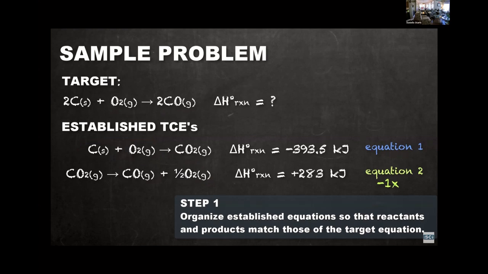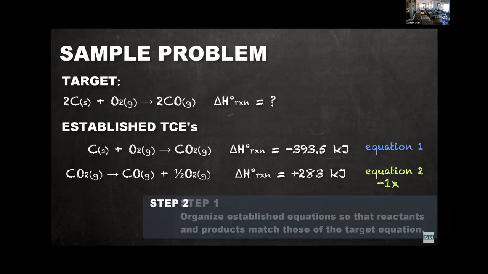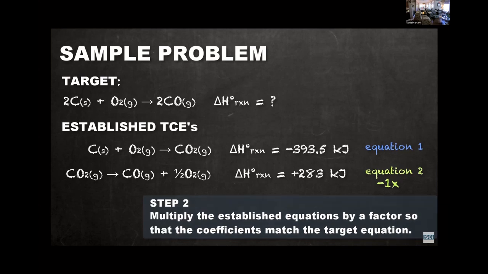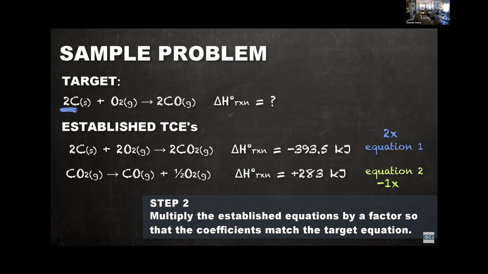So now that we have the appropriate substances on the reactant and product side, what we have to do is take a look at the coefficients. That is, we have to make sure that the overall equation is balanced. So notice that in equation 1, we only have 1 mole of carbon, whereas our target equation requires 2. So what we are going to do is we are going to double our equation number 1. Now what that's going to do is provide us with 2 moles of carbon, 2 moles of oxygen, and 2 moles of carbon dioxide. And just as we had to reverse the sign for the manipulation we made to equation 2, since we're doubling the amount of carbon and the amount of oxygen and the amount of carbon dioxide produced, we also have to double the overall enthalpy change for this equation.